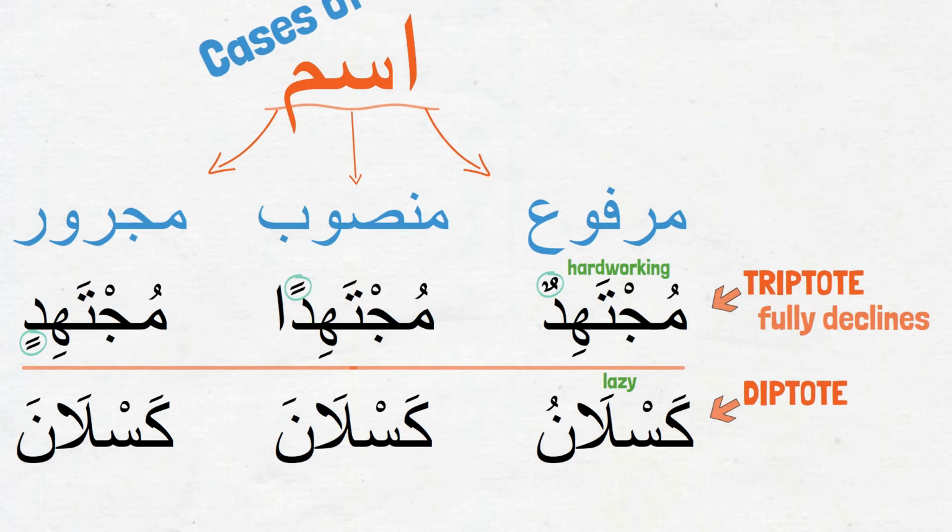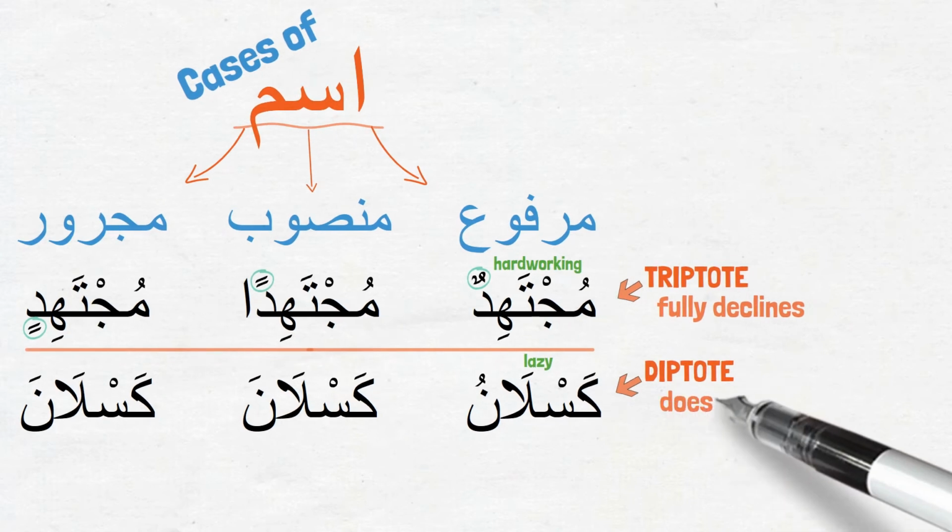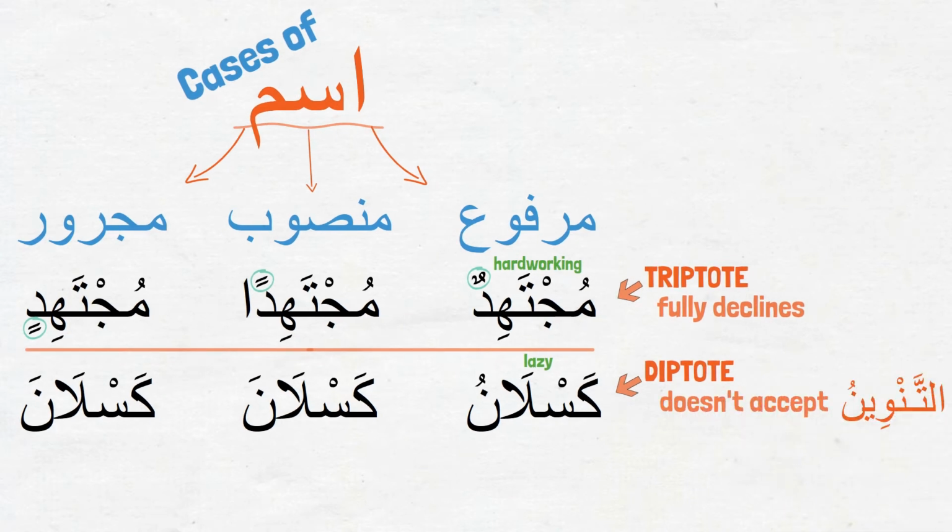So the first distinction that we can tell about the DIPTOTEs from DIPTOTEs is that the DIPTOTEs do not take tanween. This ism kaslanu doesn't start with al article. So kaslanu is actually nakira. But even in nakira form, DIPTOTEs cannot take tanween. The second difference is that DIPTOTEs in majroor case end with fatha, just like in mansub case. So DIPTOTEs partially decline. They can take 2 distinct vowel endings. Dhamma for marfu' case and fatha for mansub and majroor cases. And that is why they are called DIPTOTE.